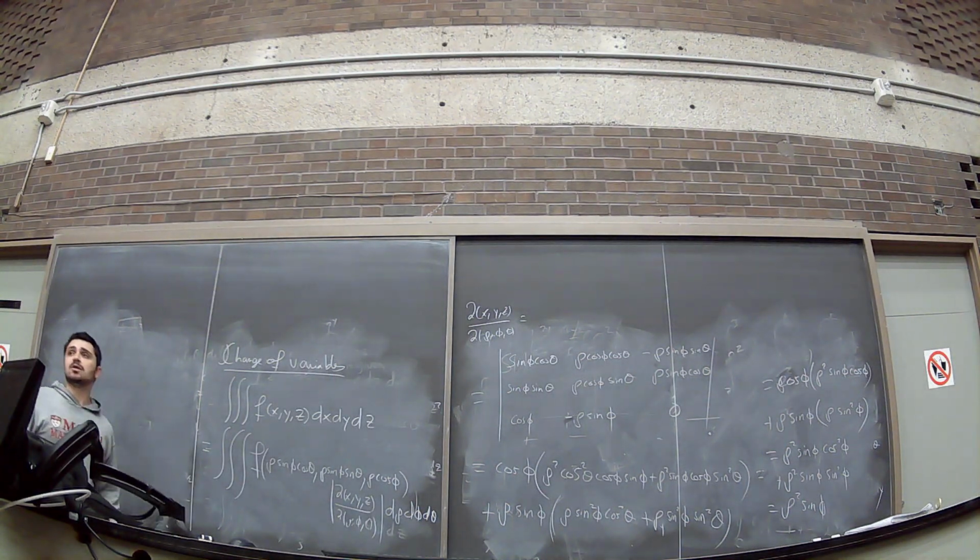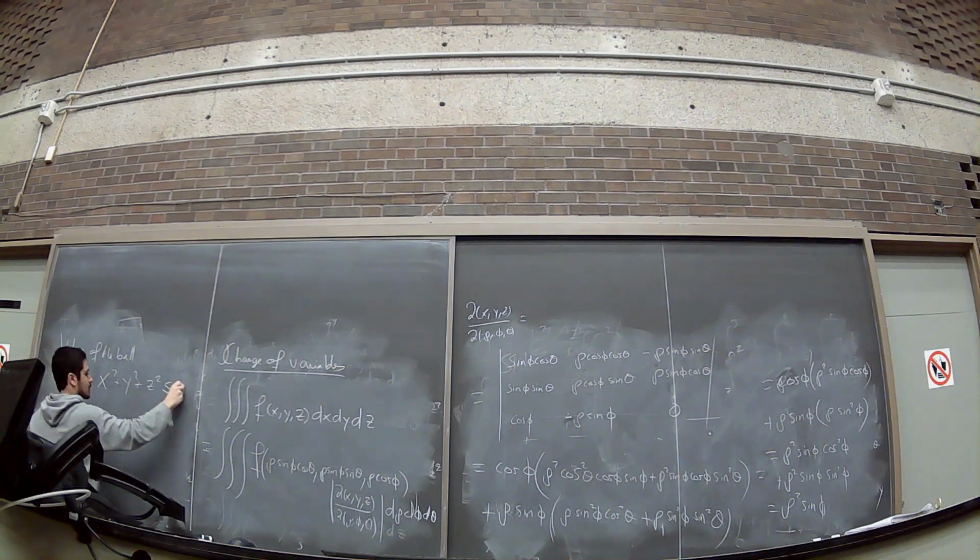Great. Now, what is the volume of a sphere of radius a? What is the volume of a ball of radius a? 4/3 pi a cubed, right? Let's try to derive this in spherical coordinates. Of the ball, let's call this B. I have to integrate 1 dV.